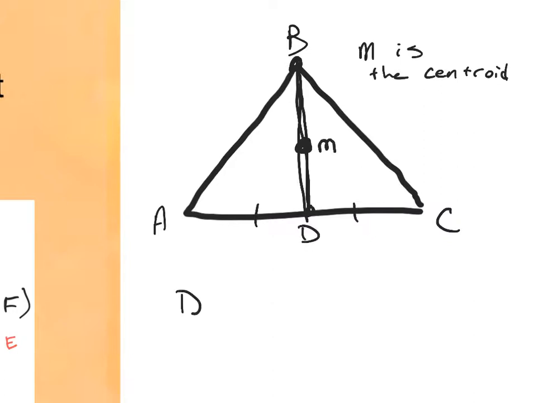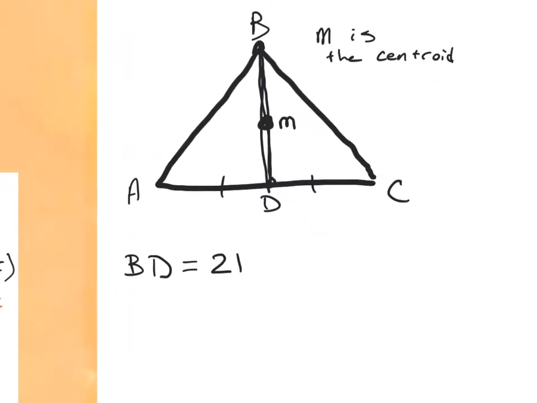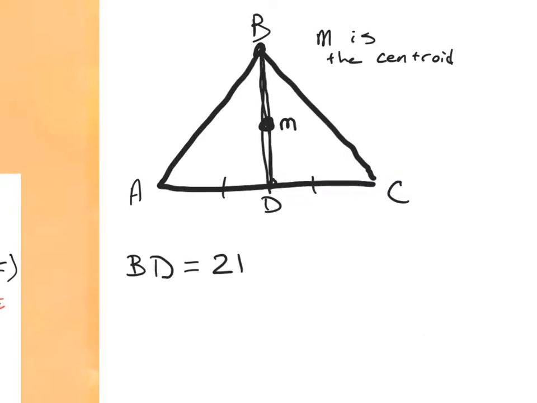If I told you that BD is 21 units long, how could we figure out how long BM is or how long MD is? So I would divide it by 3. And then since I know that BM, the line touching the vertex, is 2/3, I'll multiply the number I divided by 3, which would be 7, by 2, and I'll get 14.